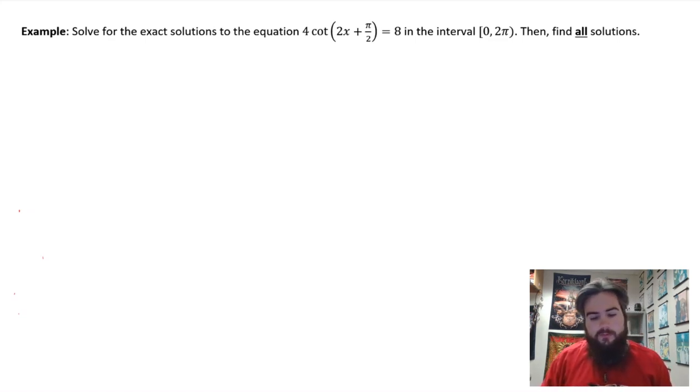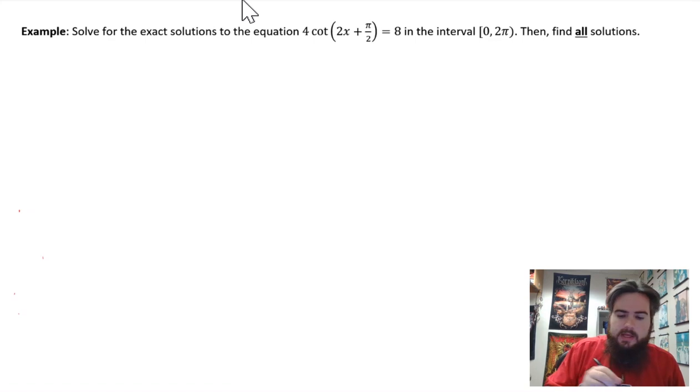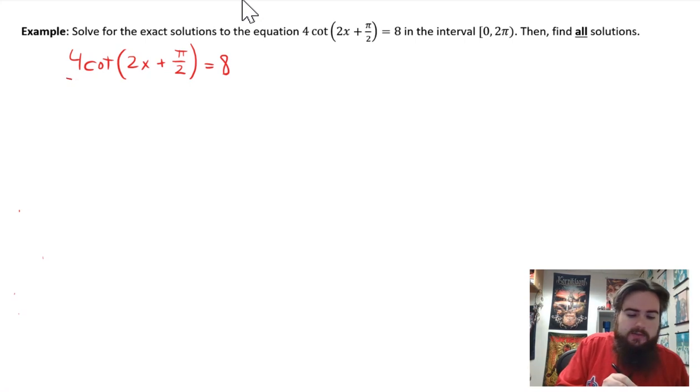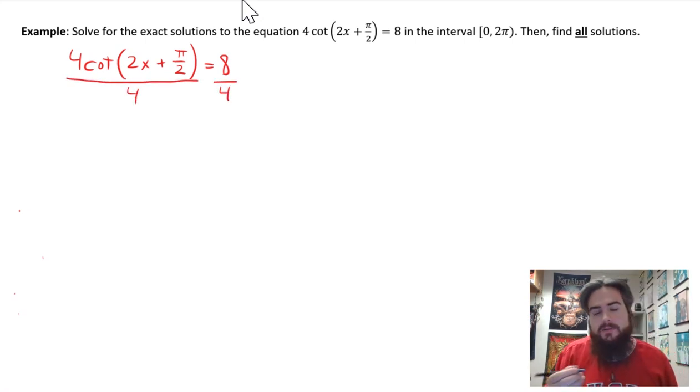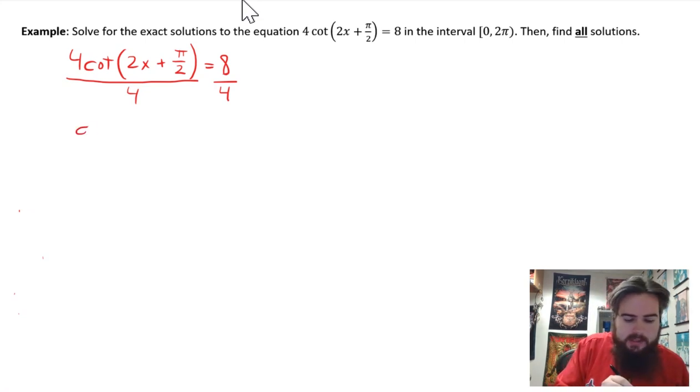Starting here, we have 4 cotangent of 2x plus pi over 2. So we have a number of things that are operating on x. The first thing that I should do, if I do want to try to isolate x, moving from the outside in, is get rid of that multiplication of 4 that's operating on cotangent by dividing both sides by 4. That will now give me cotangent of 2x plus pi over 2 is now equal to 2.